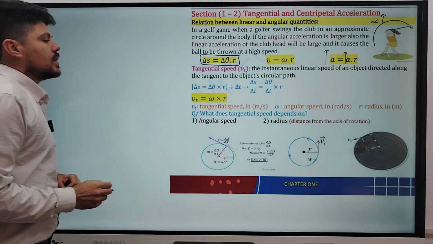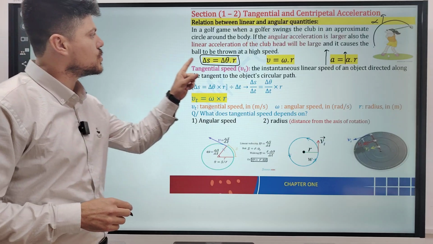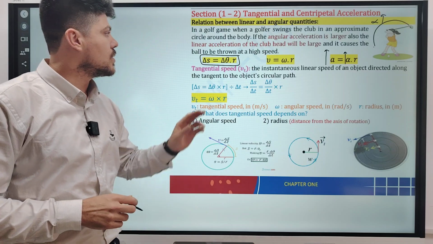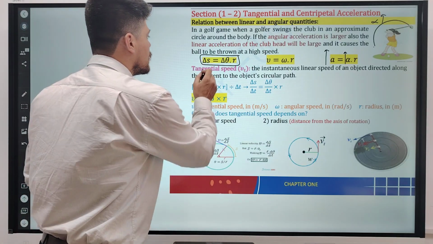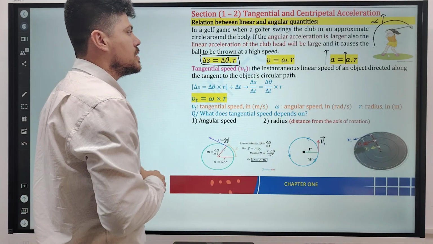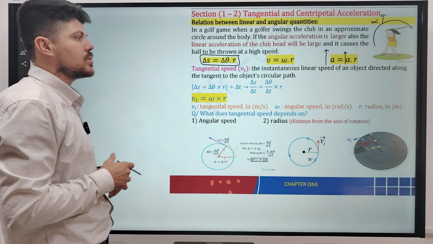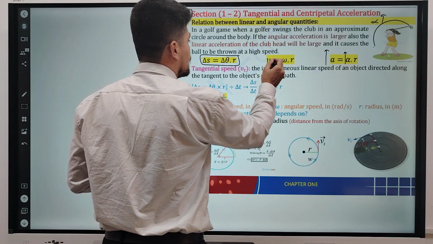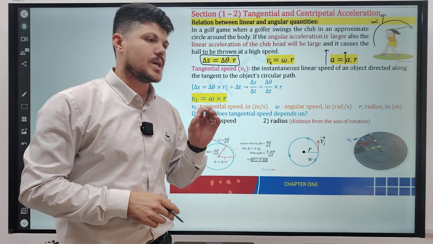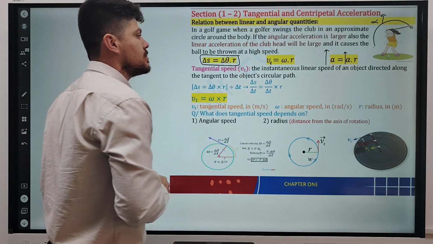As you know, in section 1, you have learned about this relation. Delta S is the arc length, which is equal to the angular displacement times the distance from the axis of rotation, or the radius of the circular path. So delta S is the linear quantity, delta theta is the angular quantity, and R is the distance from the axis of rotation or the radius of the circular path. And the tangential speed, which is the speed of an object moving in the direction tangent to the circular path, is equal to what? It is equal to angular speed times R.